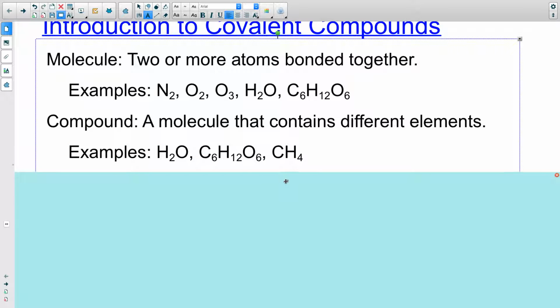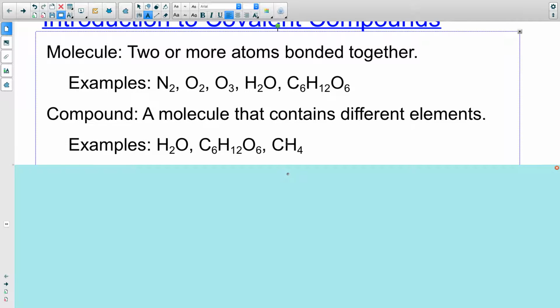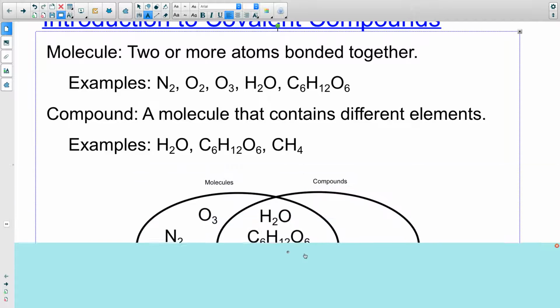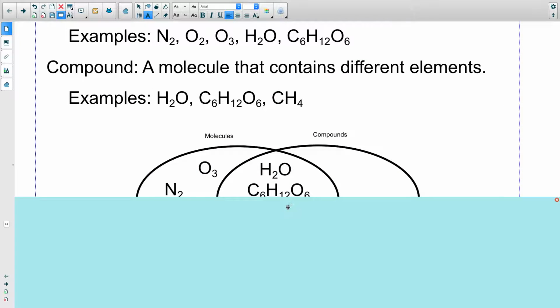And examples of this would be H2O, water, which you'll notice is also a molecule. And in fact, all of these are molecules. So all compounds are molecules, but not all molecules are compounds, is how we say that. CH4 is another example here. That's methane. So what I just said there can be a little bit confusing.